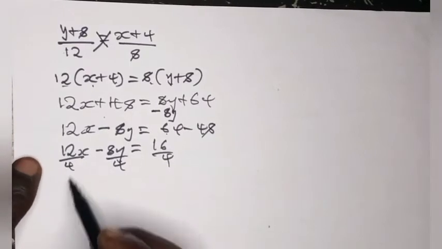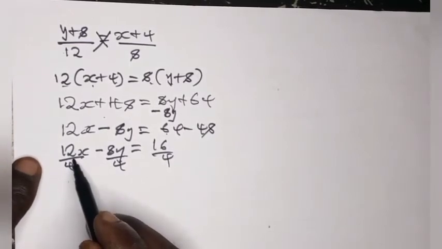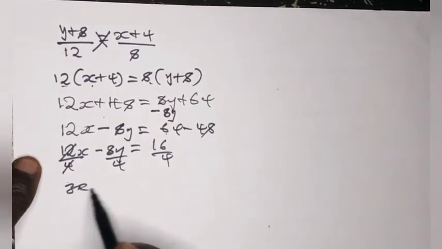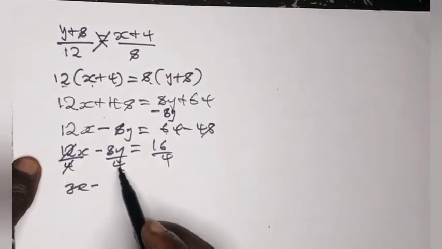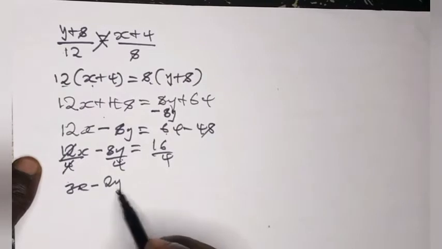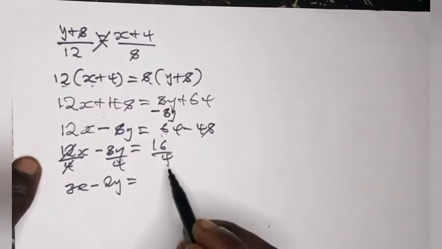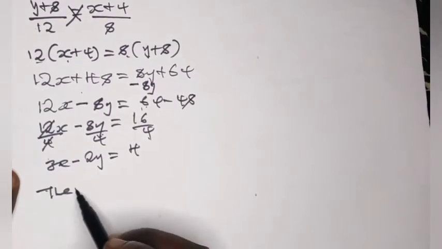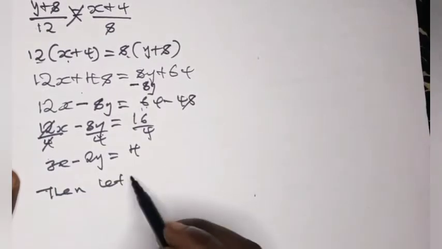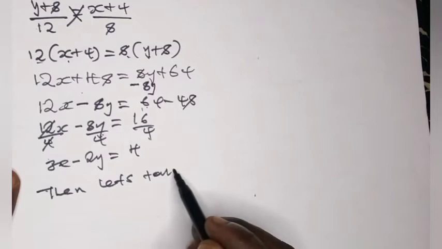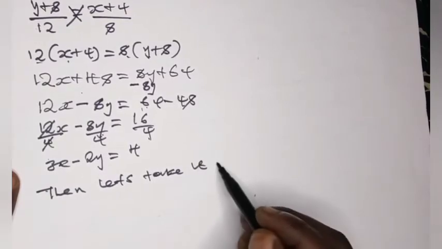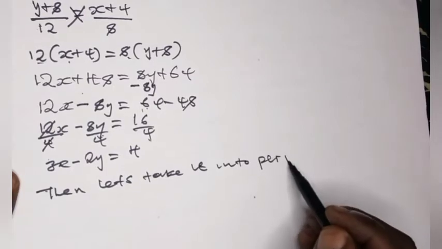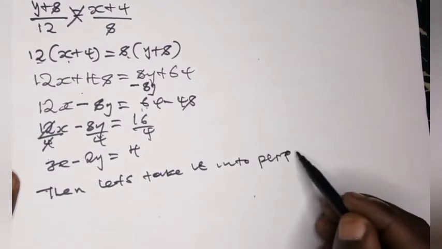So 4 into 12 gives 3x minus 2y equals 4 into 16, which is 4. Then let's take it into the perpendicular, because that one is in a normal equation.